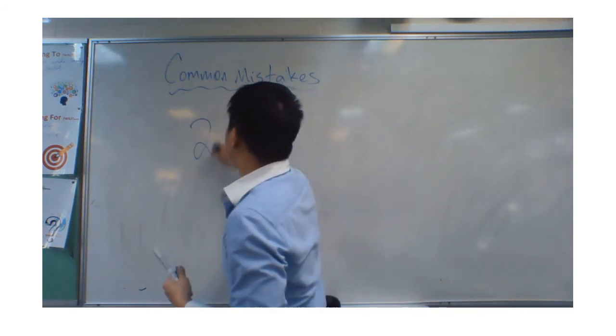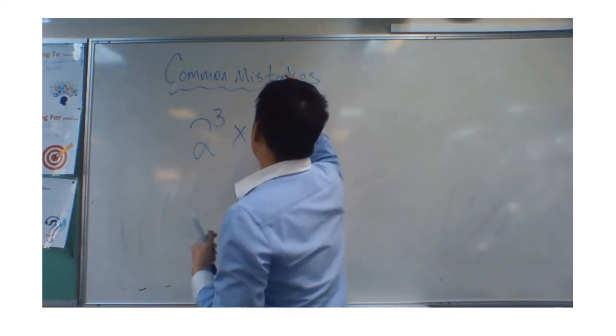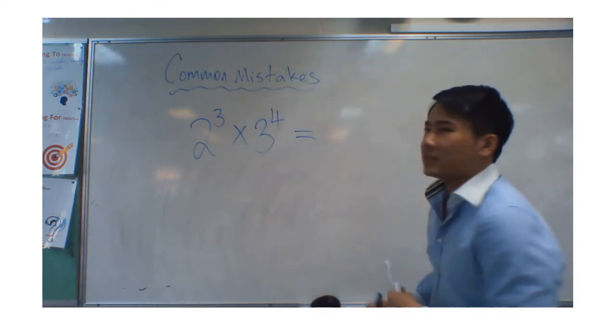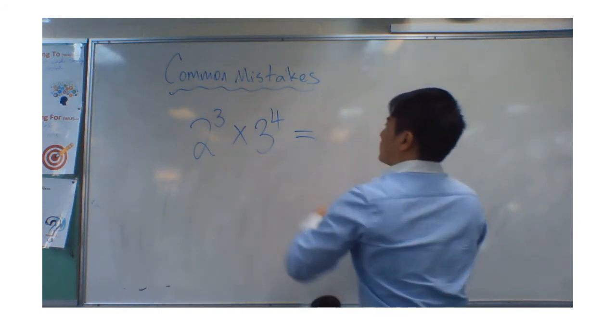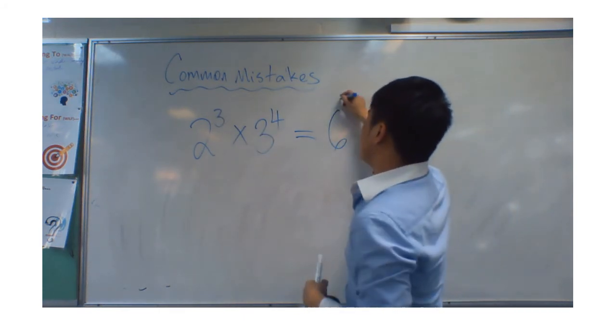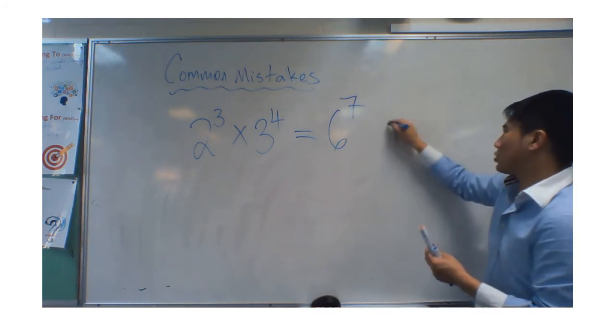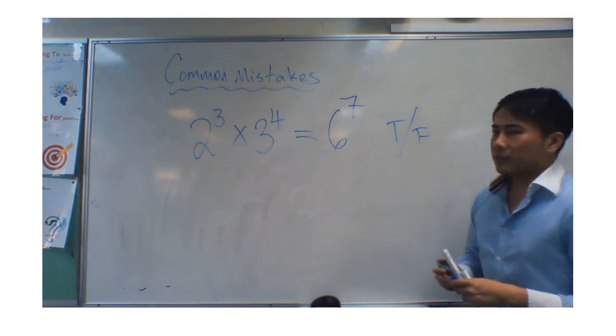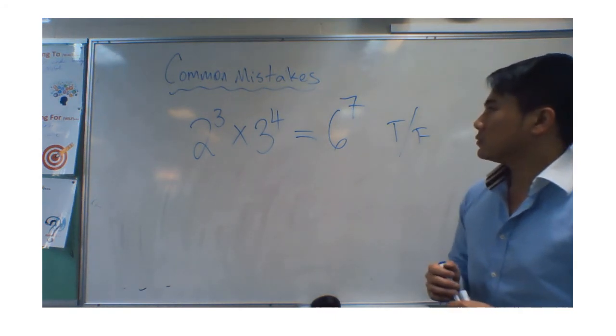What about 2 to the power of 3 times, let's say, 3 to the power of 4? Does that equal, 2 times 3 is 6, then I can add the power, 3 plus 4 is 7? Is that true or is that false? Have a think about it.